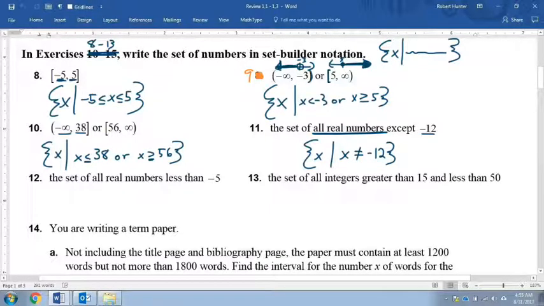The set of all real numbers less than -5. Okay. x is less than -5. Now it does not get the equal to bar because it just says less than. It doesn't say including or less than or equal to, anything along those lines. Okay? And the same thing with 13.